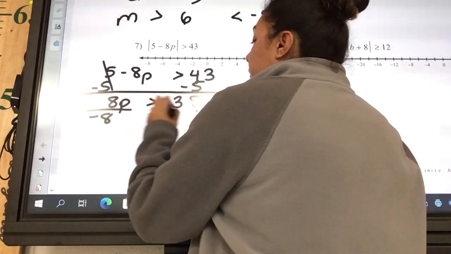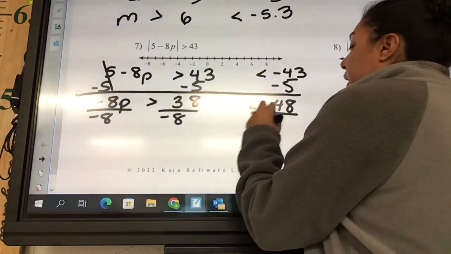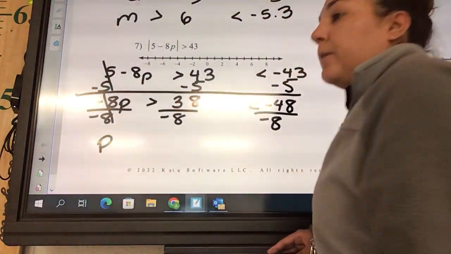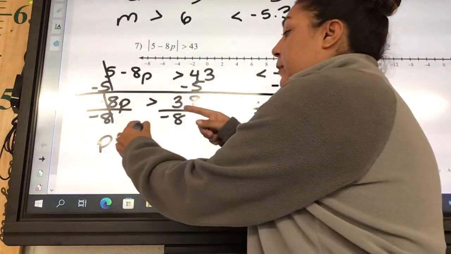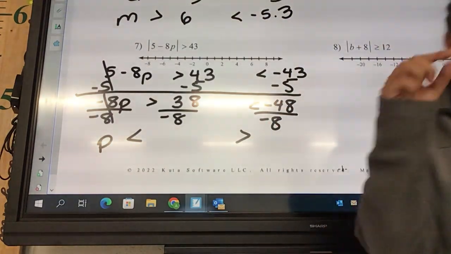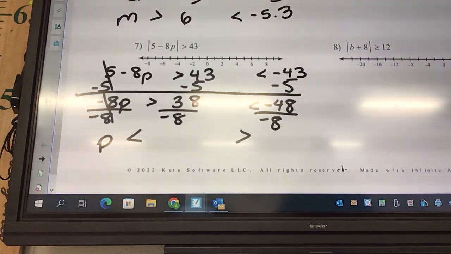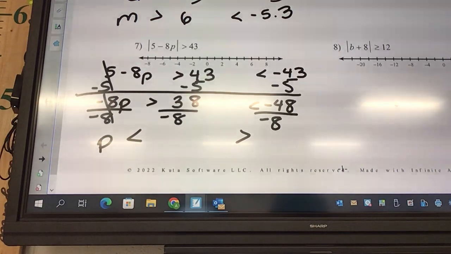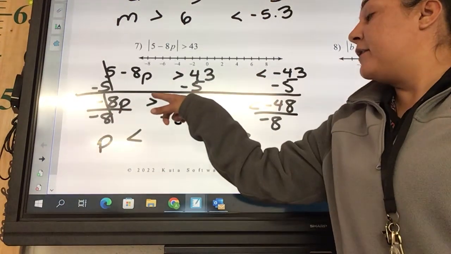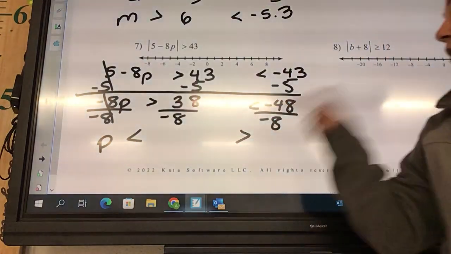Just look at me. Don't do anything. Okay, when we multiply or divide by a negative, we need to flip a sign. Look at me. So this one is now going to be this way, and this one is now going to be this way. Okay, because that 8 is a negative, you need to flip each sign. Okay, so the 8's negative because we divided by a negative. So instead of this sign going this way, this one's now going this way.